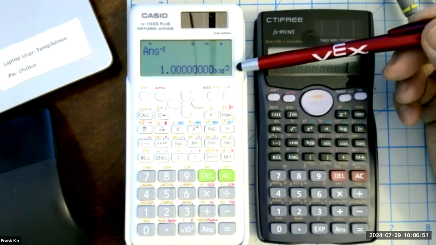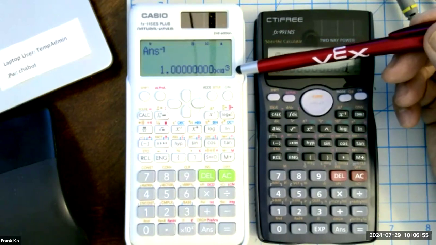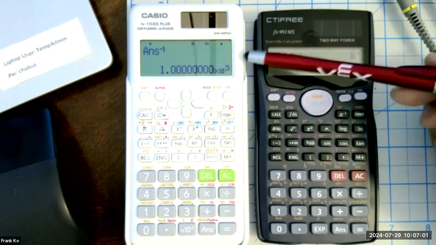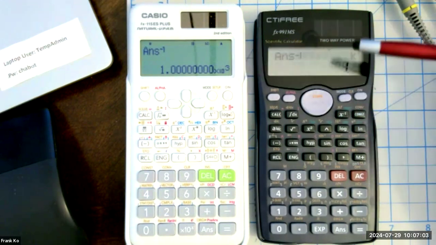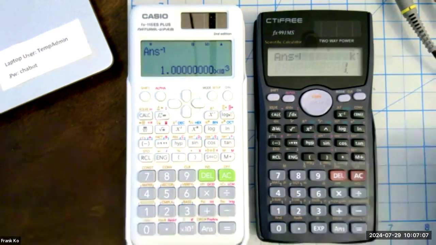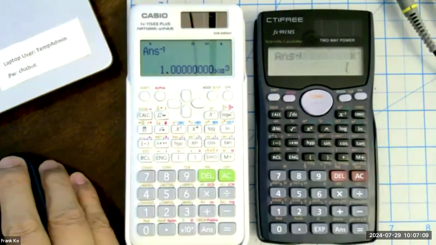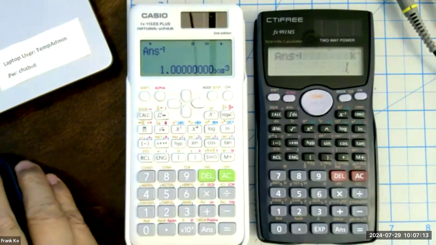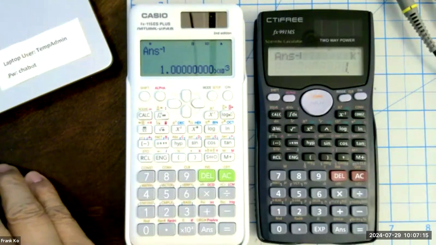Kilo over here is shown as 10 power of 3, which is 1,000, and this is 1 kilo. So both of these represent kilo. One is showing you in engineering notation, one is showing you in the actual prefix. Okay, so we have just finished verifying in calculations our results demonstrated on the calculators themselves.